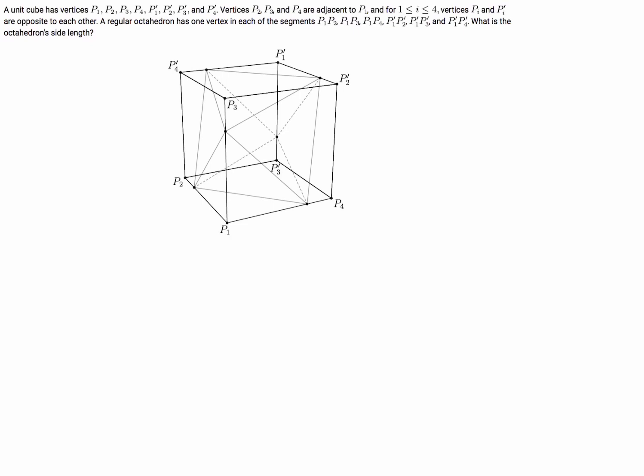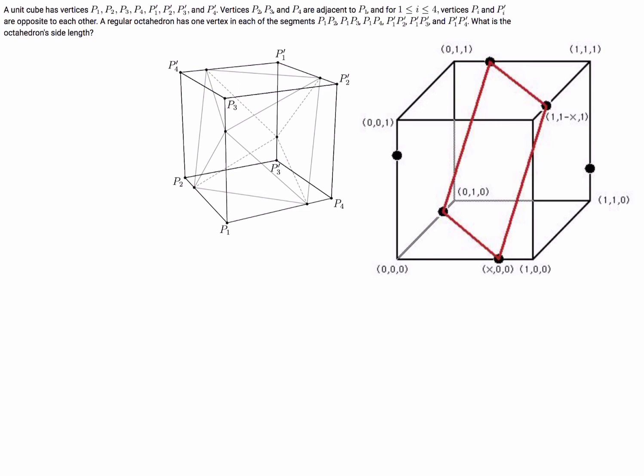A unit cube has vertices P1, P2, P3, P4, P1 reflection, P2 reflection, P3 reflection, P4 reflection. Vertices P2, P3, P4 are adjacent to P1. And for i between 1 and 4 inclusive, vertices Pi and Pi reflection are opposite to each other. A regular octahedron has one vertex in each of the segments P1P2, P1P3, and so on. What is the octahedron's side length?